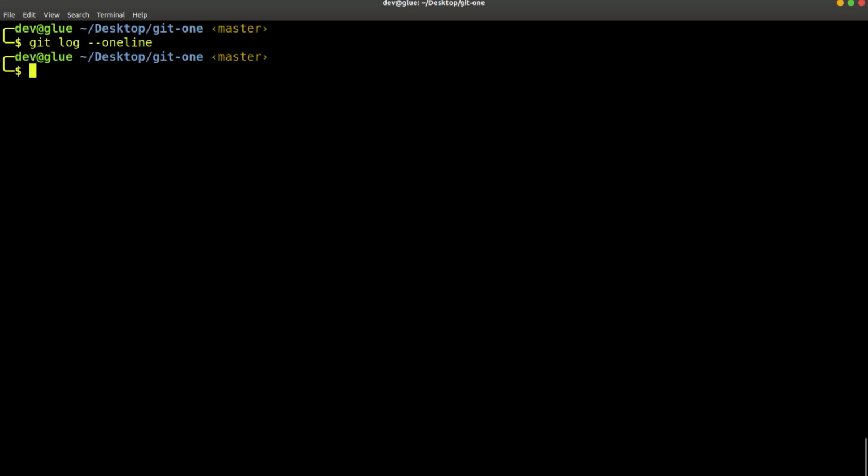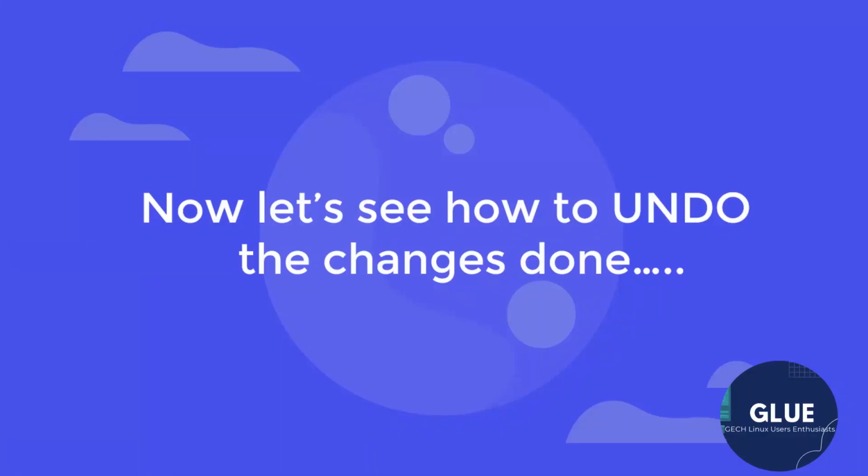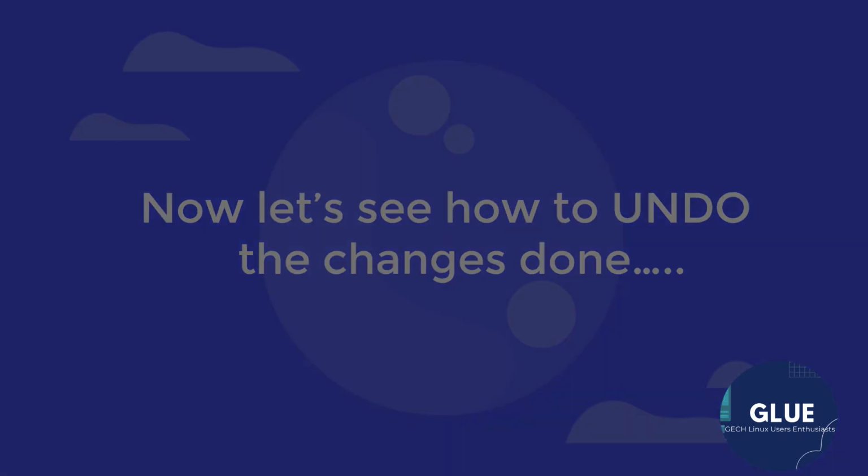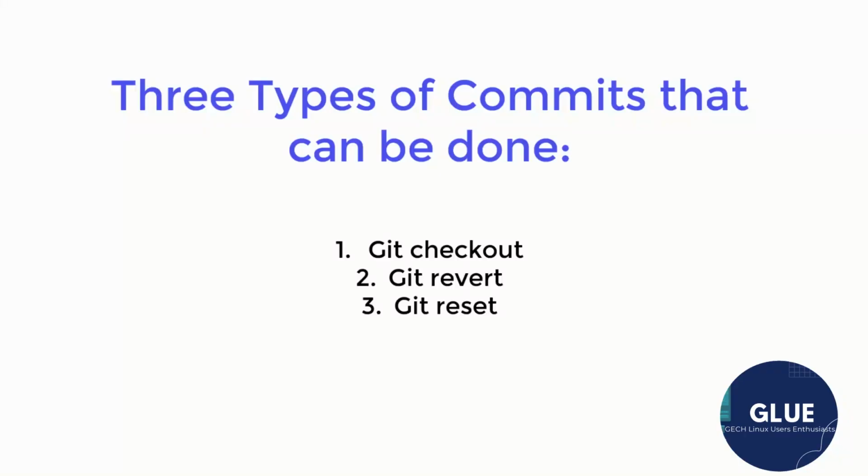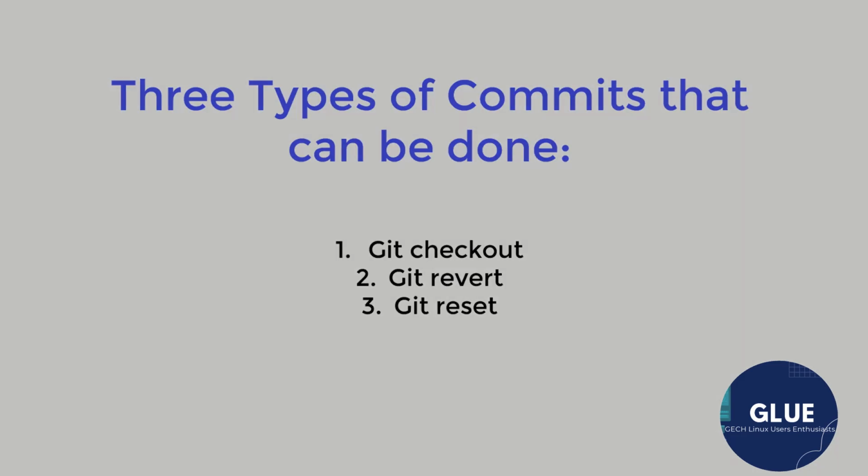Up to this point, we have seen how to commit the changes you made to Git. Now, we shall look into how to undo the changes. But before moving into this, let's get to know about the three types of commits that are used to undo the changes.